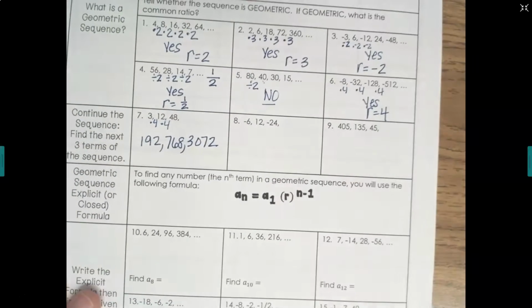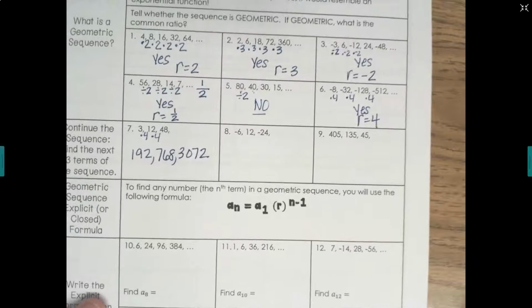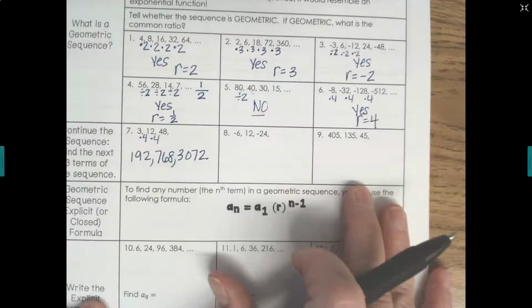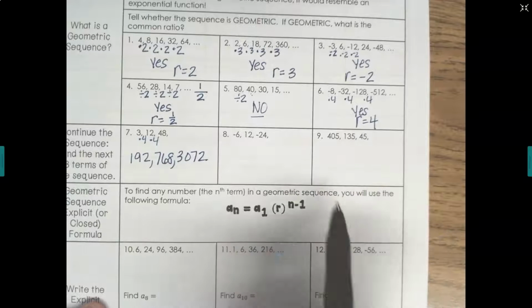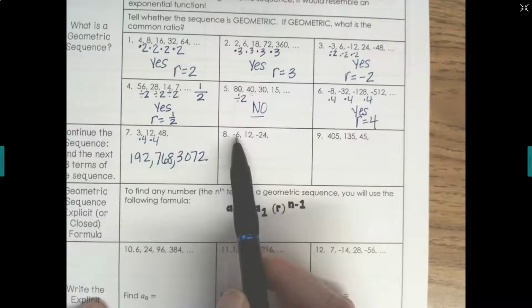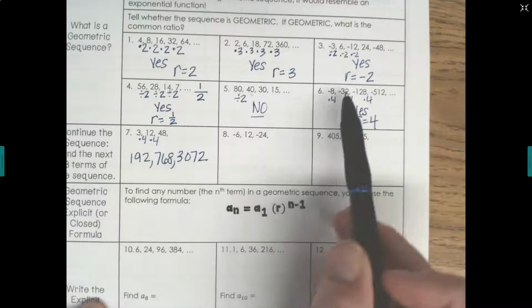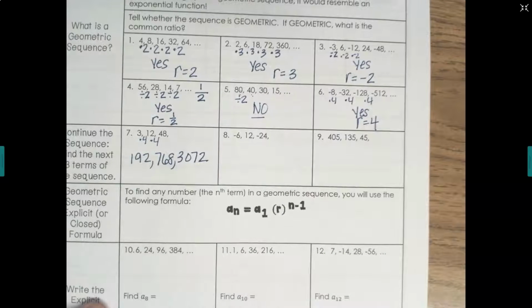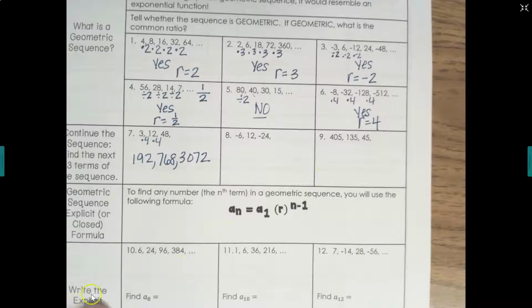What I want you to do is pause the video and try these next two, continuing the pattern, and pay attention. Look at this: negative, positive, negative. Think about what we said up just above about when the signs alternate like that, and unpause the video when you're done.